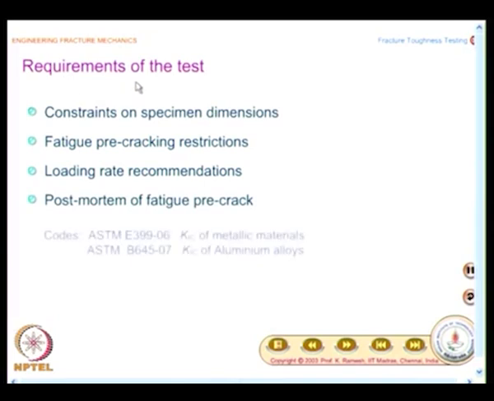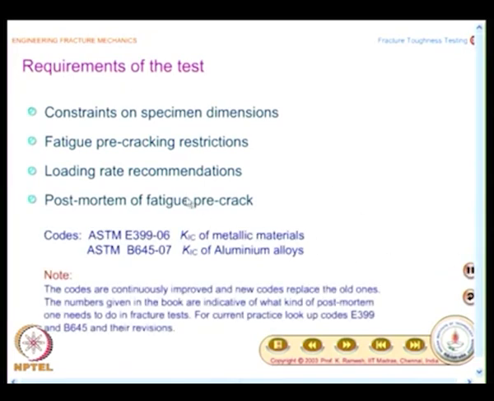And what are the requirements of the test? You have constraints on specimen dimensions. You all know that we have to maintain plane strain condition, that is going to impose what should be the thickness. Once you decide the thickness, all other parameters would be decided. And I had already mentioned, you need a natural crack. This has to be done by fatigue loading, and you will have certain restrictions on how this fatigue loading is applied. So, you have fatigue pre-cracking restrictions.